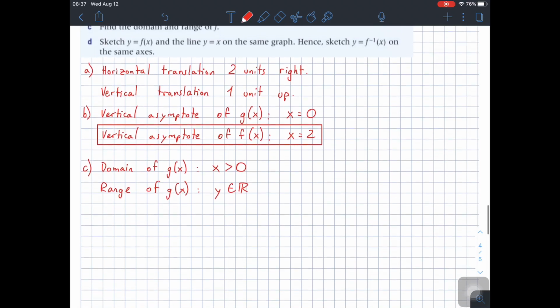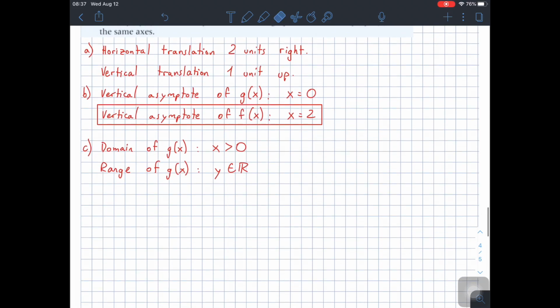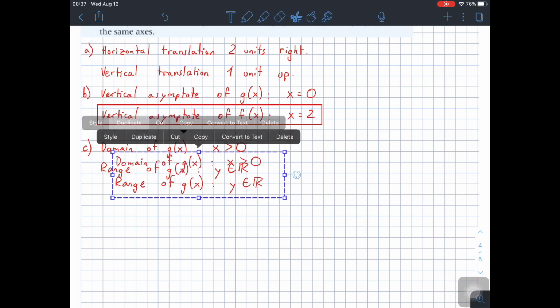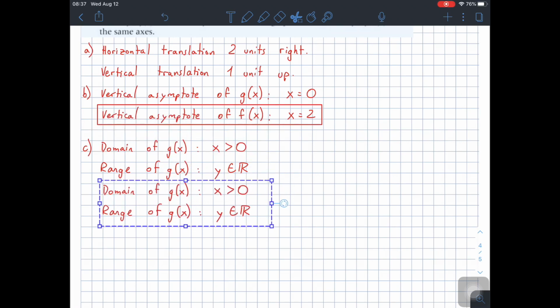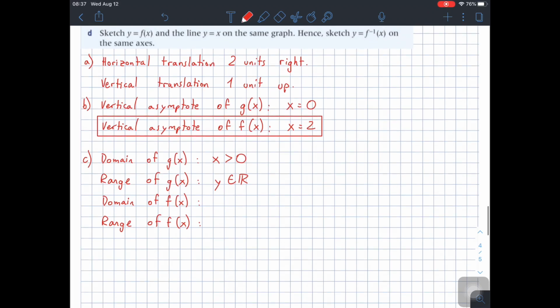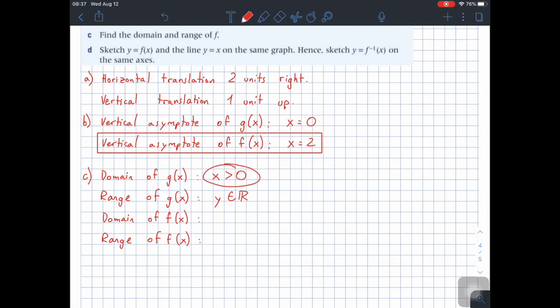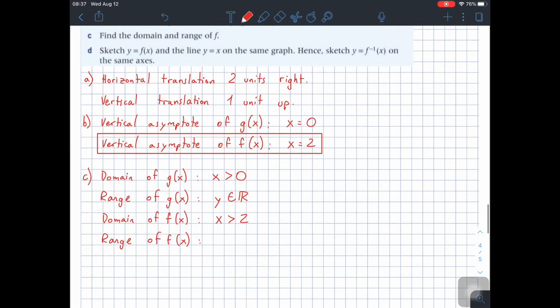Now, if we work with the transformed function, let me duplicate this here. So instead of g, this is f. If the function has moved 2 units to the right, then instead of being x greater than 0, remember our new asymptote is x equals 2, then my domain should be all values greater than 2, okay? And what about the range?